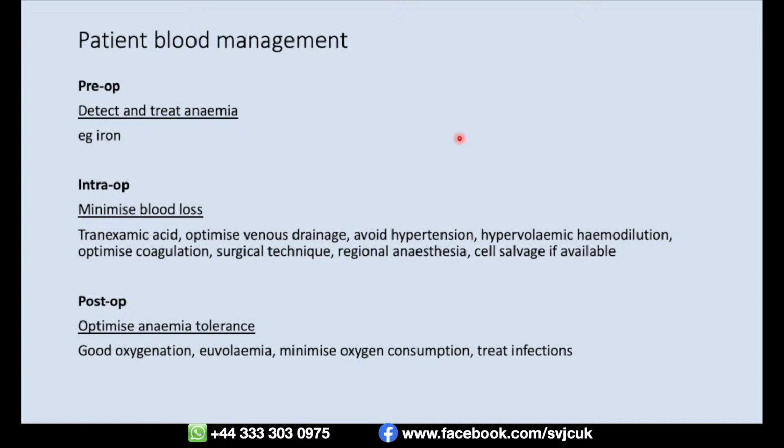Intraoperatively, lots of things we can do to reduce blood loss using tranexamic acid, patient positioning to optimize venous drainage, avoiding hypertension. Perhaps if it's appropriate, using hypervolemic hemodilution, so giving a little crystalloid bolus before any bleeding has started, so that simply the number of red blood cells in any blood lost will be less. Optimizing coagulation by keeping the patient warm. Surgical technique we don't have such a large say over, but regional anaesthesia, which may help reduce bleeding, and cell salvage, certainly if it's available.